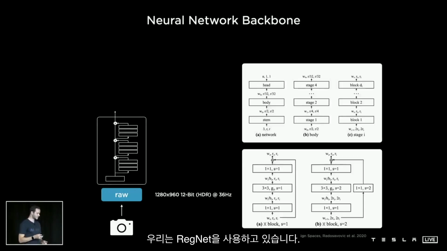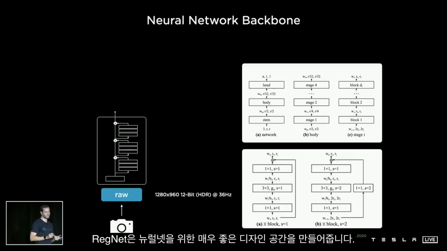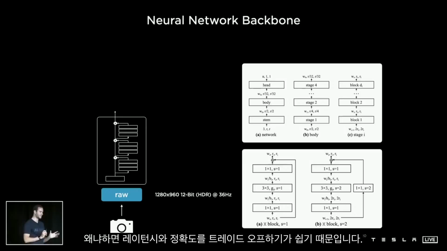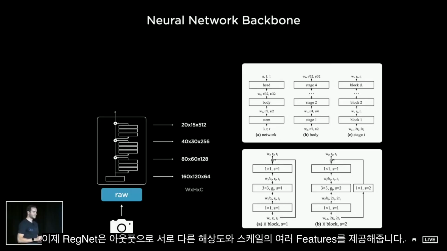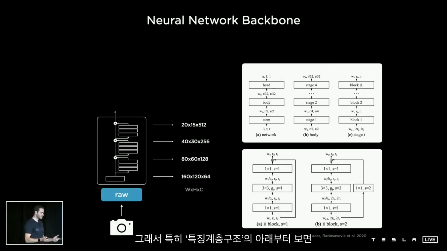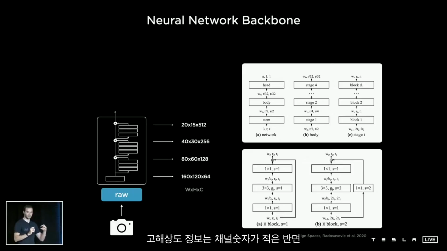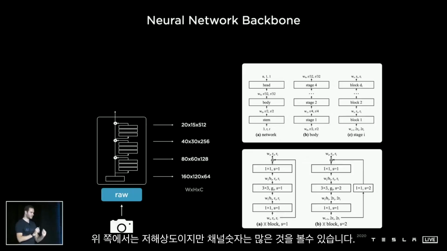Now the specific class of ResNets that we use are RegNets, because RegNets offer a very nice design space for neural networks because they allow you to very nicely trade off latency and accuracy. Now these RegNets give us as an output a number of features at different resolutions and different scales. So in particular, on the very bottom of this feature hierarchy, we have very high resolution information with very low channel counts. And all the way at the top, we have low resolution spatially, but high channel counts.